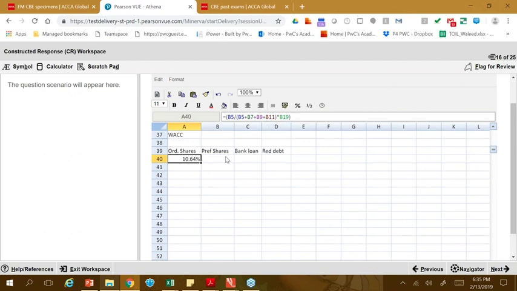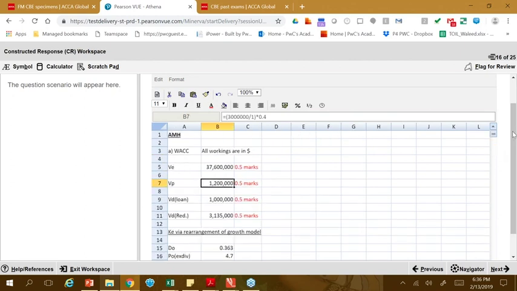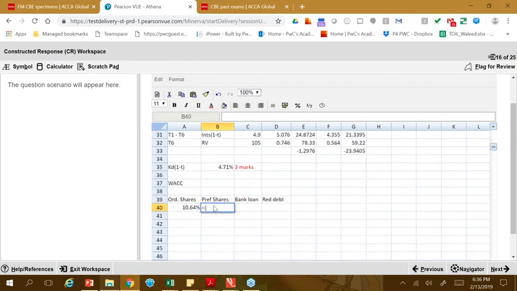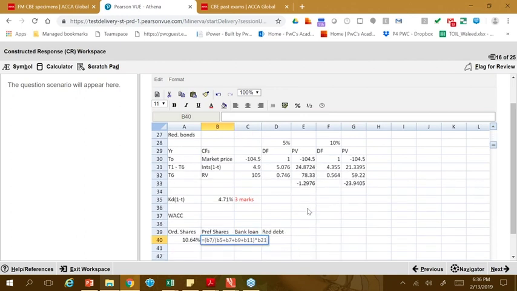into the cost of equity. We'll do the same thing for the preferred share. So I'll take the values now again, which is in B7. So B7 divided by B5 plus B7 plus B9 plus B11 into the cost of preferred shares. And the cost of preferred shares is B21. So this is done.